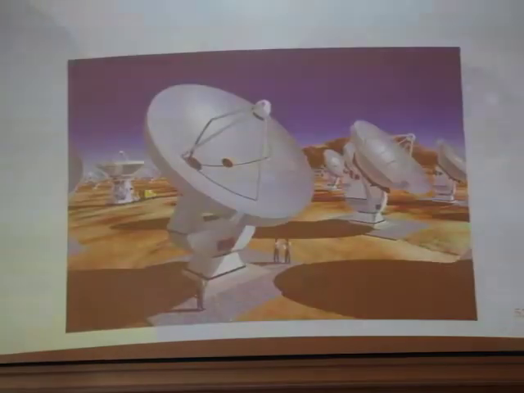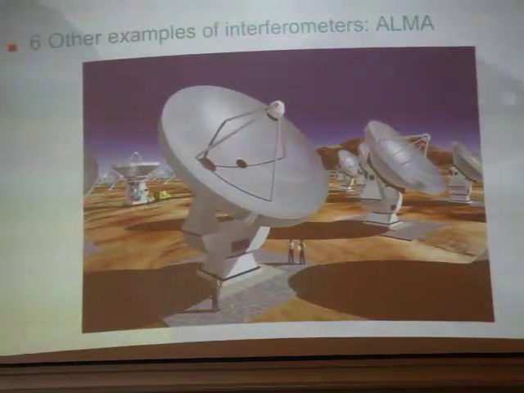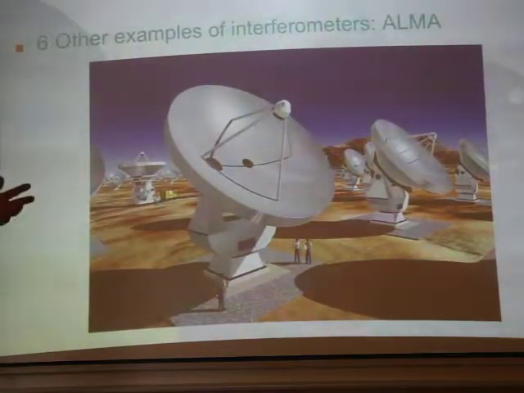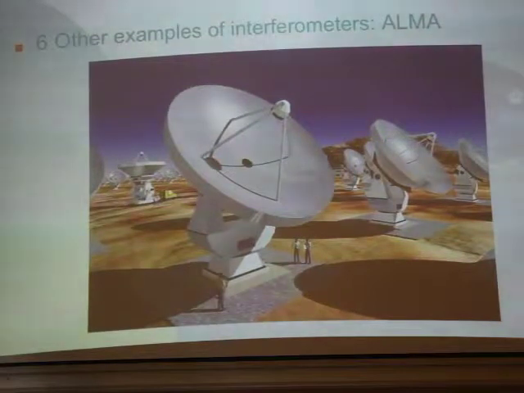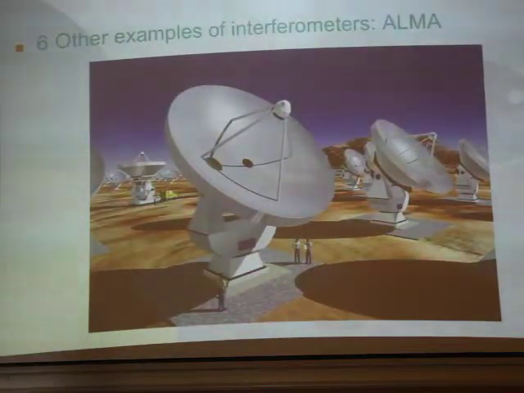Now, just this slide to let you know that interferometers are not restricted only to the infrared and optical wavelengths, but also work at submillimetric and millimetric wavelengths. A good example is the ALMA interferometer. It is a joint venture between ESO, NRAO, the National Radio Astronomy Observatory, then Japanese astronomers, and also Canadian astronomers. It's typically composed of about 60 telescopes, which have a size of 12 meters in diameter.